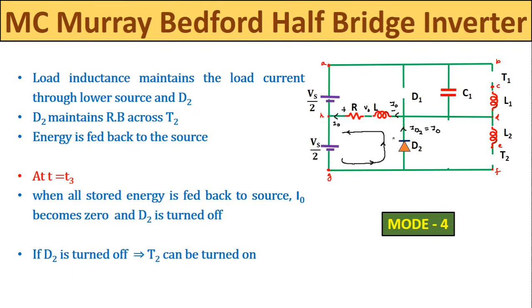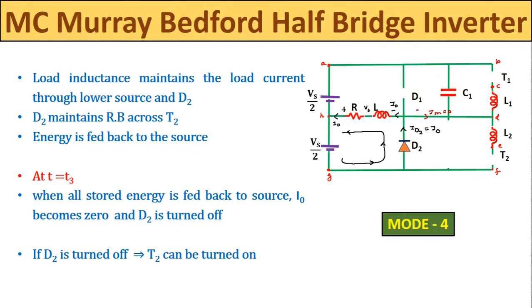Okay, and in this mode the energy will be fed back to the source by this inductive load at time t is equal to T3. When all the energy stored in the inductive load is fed back to the source, what happens? This load current, which is dependent on the energy stored in the inductive load, will go to 0. As soon as the load current becomes 0, the current through the D2 diode will also become 0, because now here Im current has gone to 0.